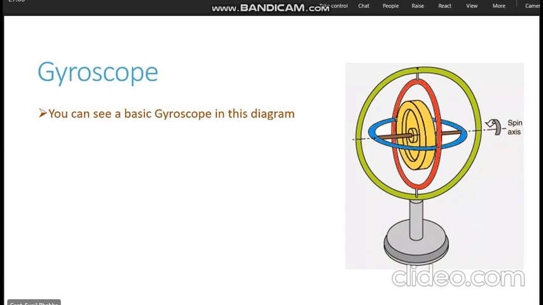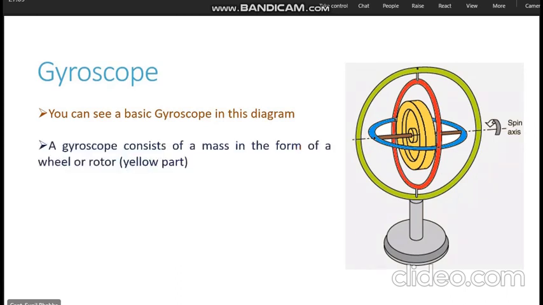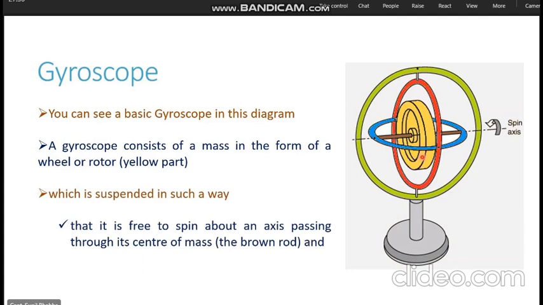You can see a basic gyroscope in this particular diagram. Now a gyroscope consists of a mass in the form of a wheel or a rotor. As you can see in this diagram, the yellow color part is the rotor, and this rotor is suspended or fixed in a special arrangement. You can see that it is suspended in such a way that it is free to spin about an axis passing through its center of mass.